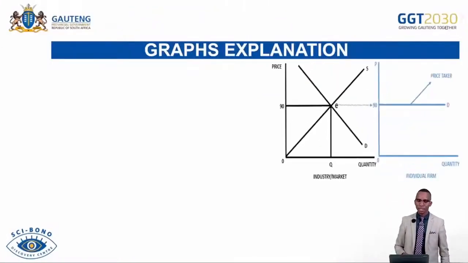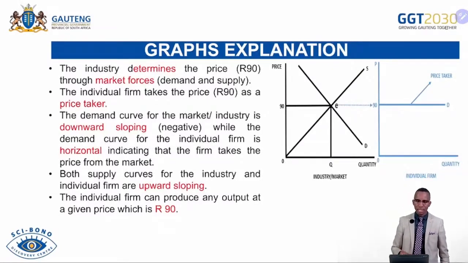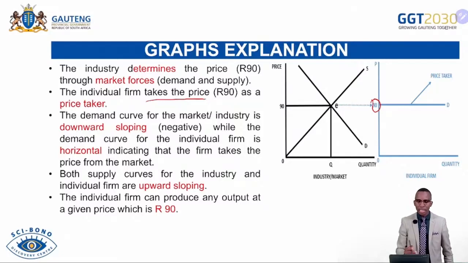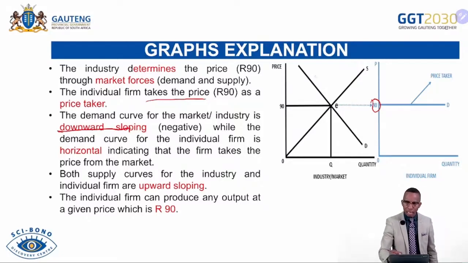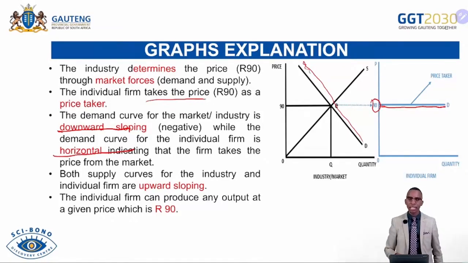And then we explain the graph, the same graph that was there. The industry determines the price, which is 90 rand, through market forces, demand and supply. The individual firm takes the price, which is 90 rand. You can see that 90 rand being taken. The demand curve for the market or the industry is downward sloping, meaning there is our demand curve sloping down, and it is negative, while the demand curve for the individual firm is horizontal. There you see our demand curve is horizontal, indicating that the firm is the price taker from the market.